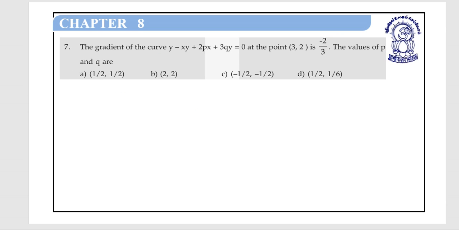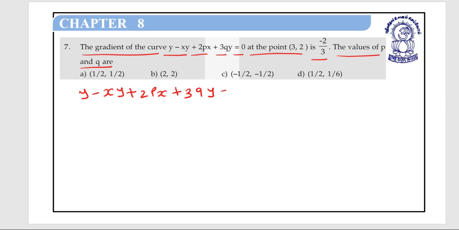Now question number 7. The gradient of the curve y minus xy plus 2px plus 3qy is equal to 0 at the point (3, 2) is minus 2 by 3. The values of p and q are. The gradient of the curve here. Curve is given y minus xy plus 2px plus 3qy is equal to 0.